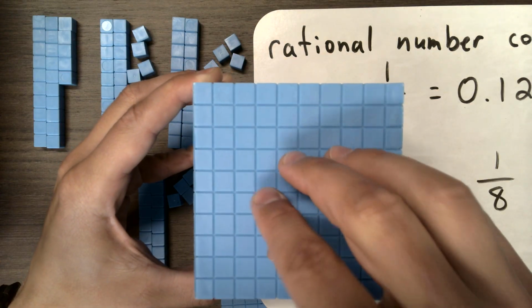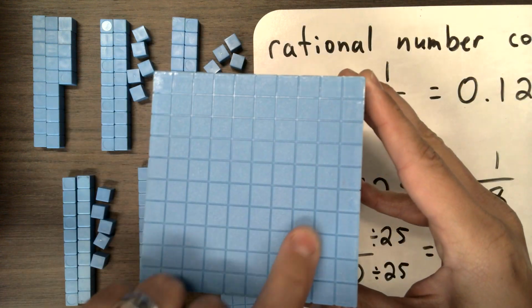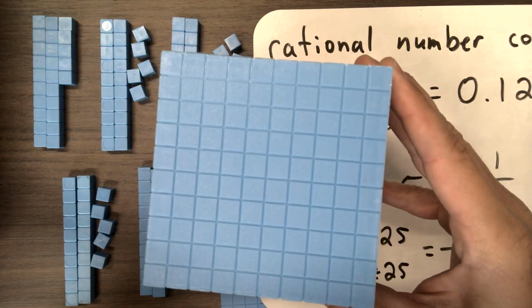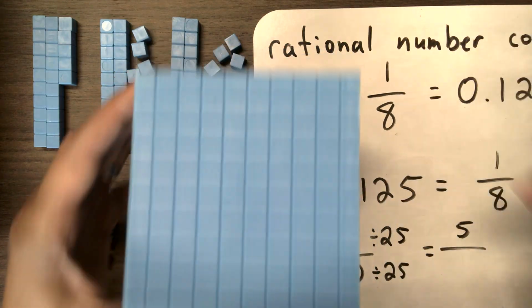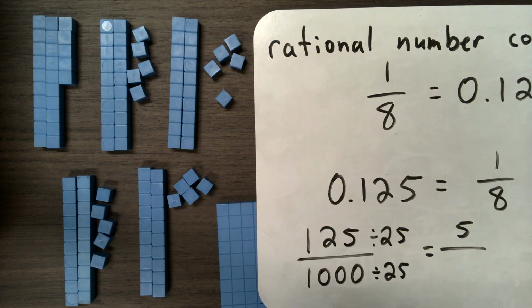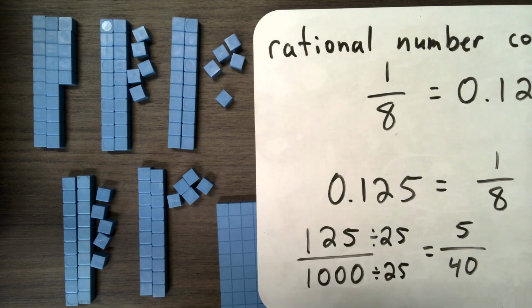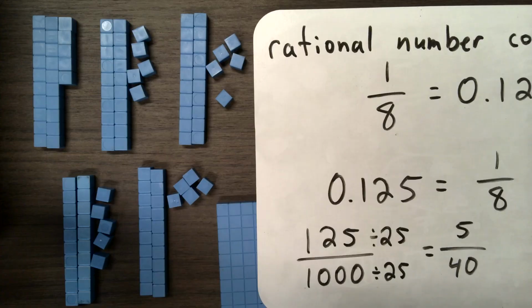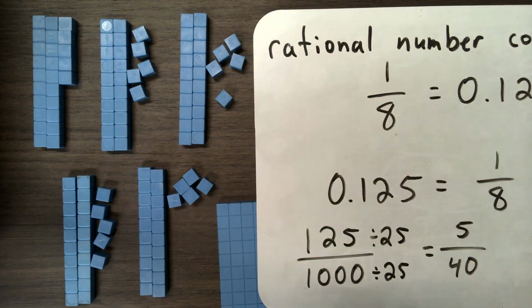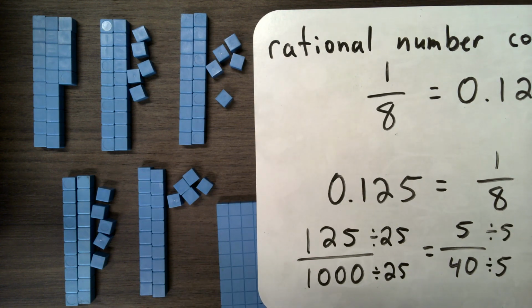Okay, so there's 4 groups of 25 on this face, and then there's going to be 9 more faces that are identical to that. Okay, so we'll have 10 groups of 4, or a total of 40, and that's what we would find if we do that 1,000 divided by 25 as well. Okay, so now we have 5 of our groups, and again our whole would have 40 groups, and then again we'll need to divide each of these by 5.